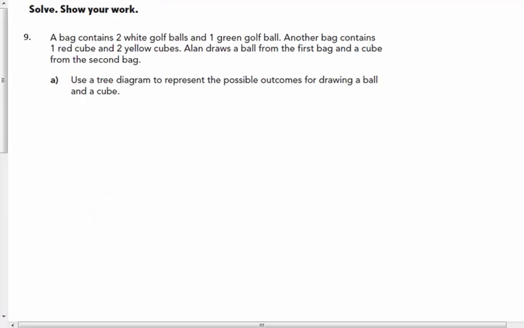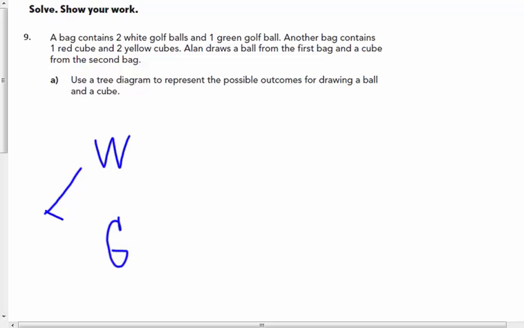Question number 9. A bag contains 2 white golf balls and 1 green golf ball. Another bag contains 1 red cube and 2 yellow cubes. Alan draws a ball from the first bag and a cube from the second bag. Use a tree diagram to represent the possible outcomes for drawing a ball and a cube. So first drawing a ball which has 2 whites and a green. So I'm starting with either a choice of white or green.